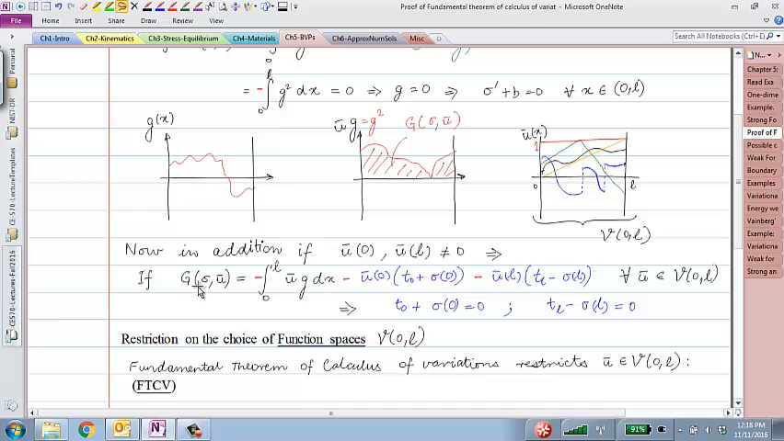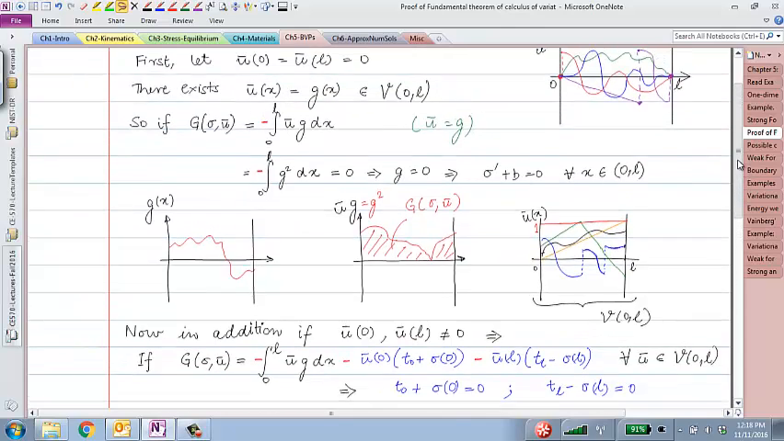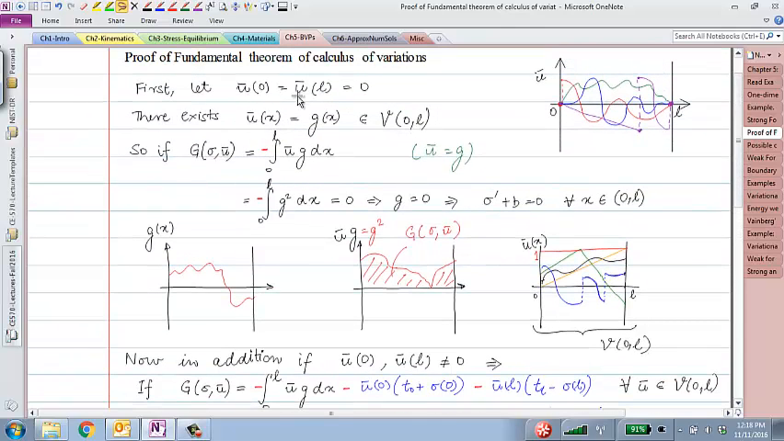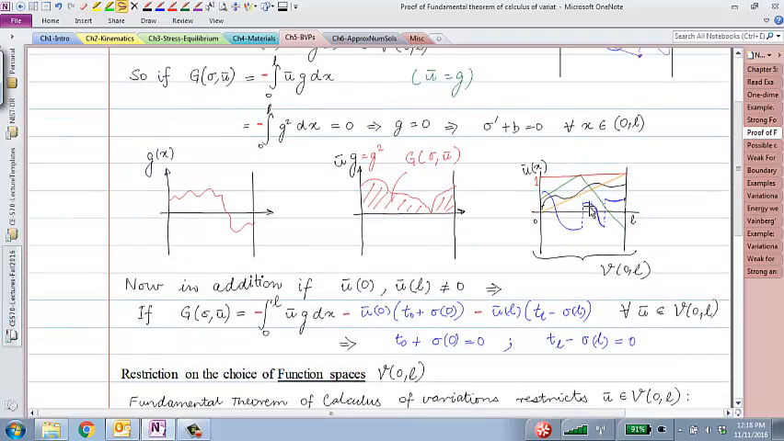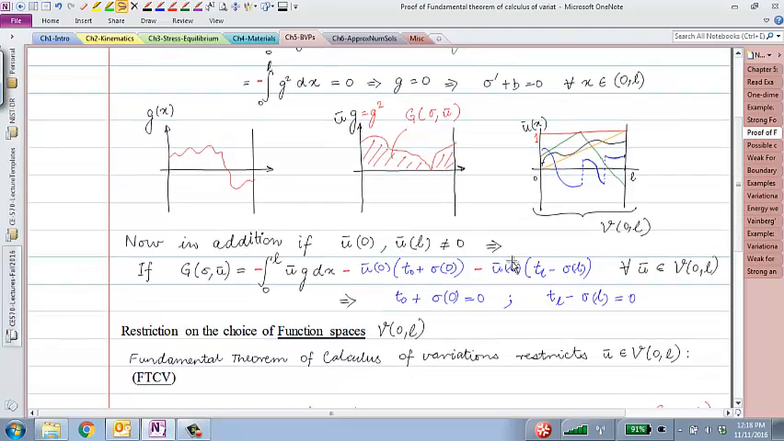And finally, I think maybe I did mention here, for this first part we are assuming that u bar is 0 at the two ends. And then if you relax that condition, you can also show that since u bar at 0 is arbitrary, therefore this has to be 0. Since u bar at L is arbitrary, therefore this has to be 0. And we get that the governing equation is 0, and the two boundary conditions have to be satisfied. Okay.